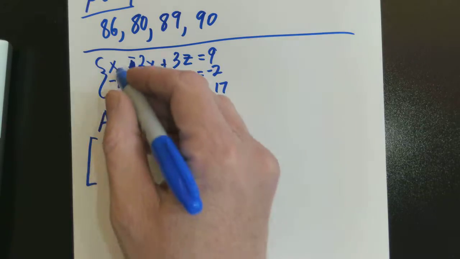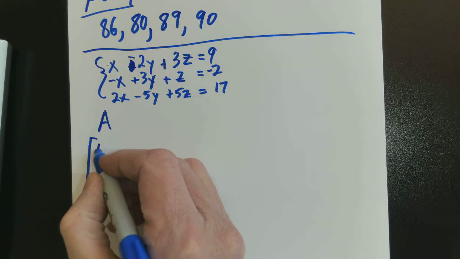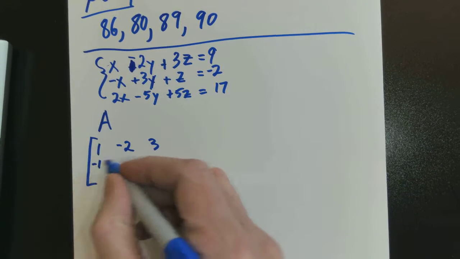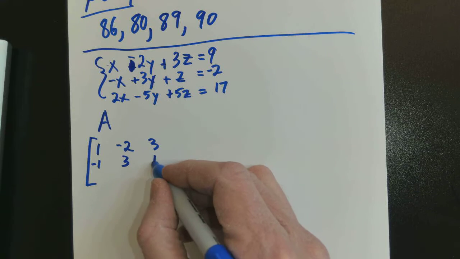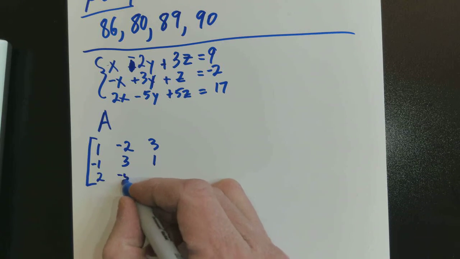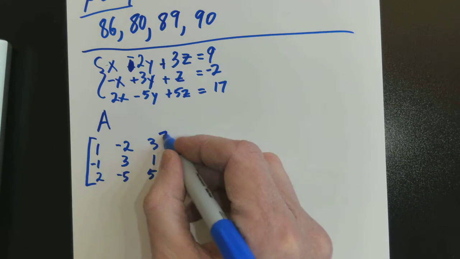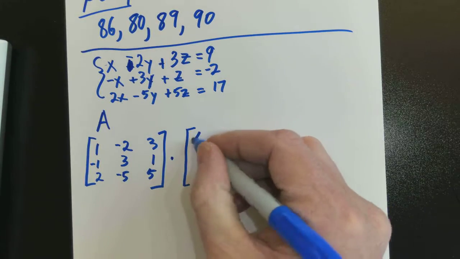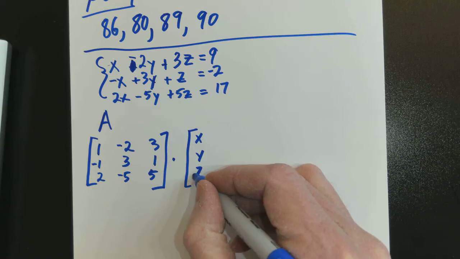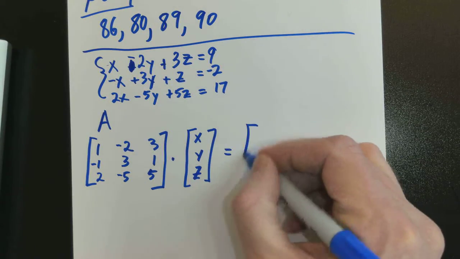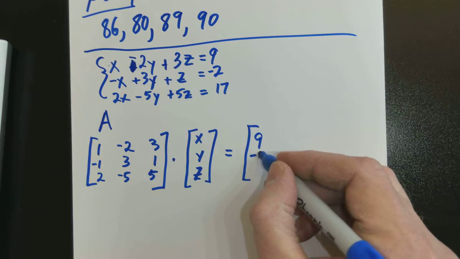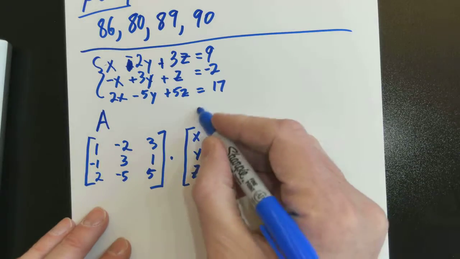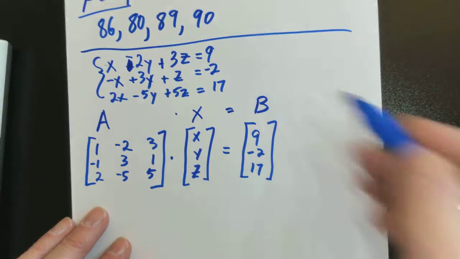So our coefficient matrix A would be the coefficients of x, y, and z in each equation. So 1, negative 2, 3, then negative 1, 3, and 1, and 2, negative 5, and 5. That's my coefficient matrix, times my variable matrix, which is this column matrix x, y, z, equals my constant matrix, which is these, the 9, negative 2, and 17. Okay, so there's my equation: A times X equals B.